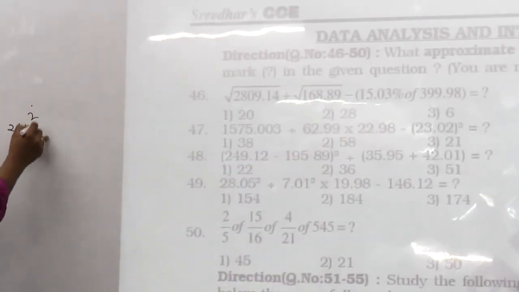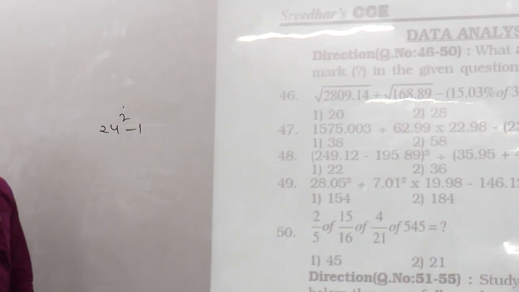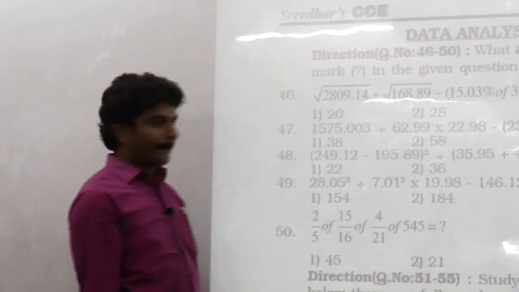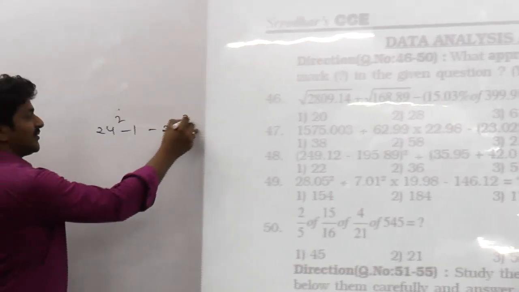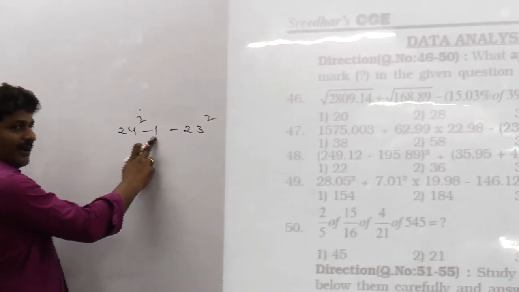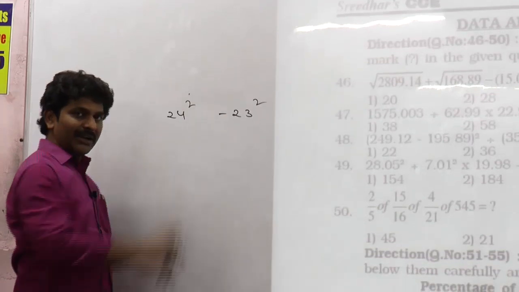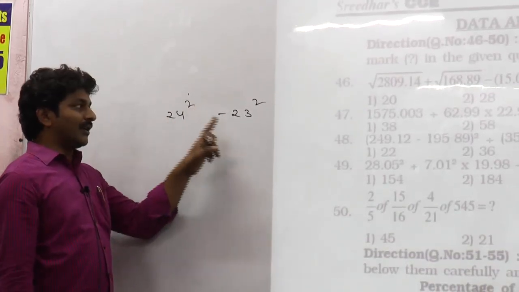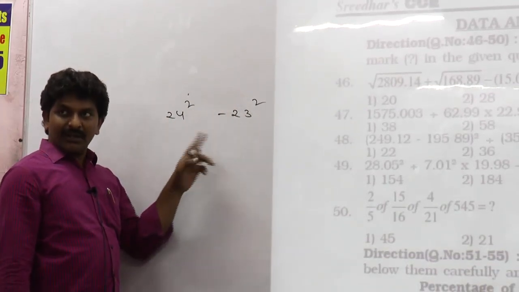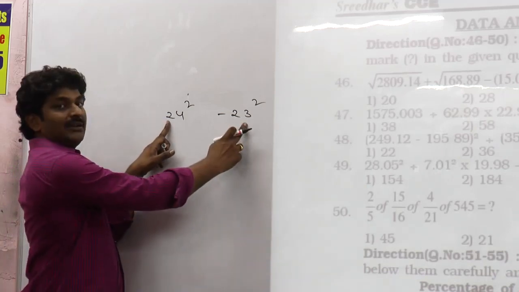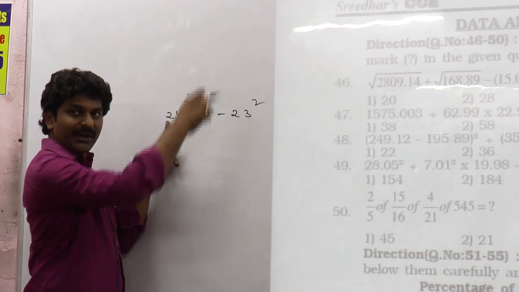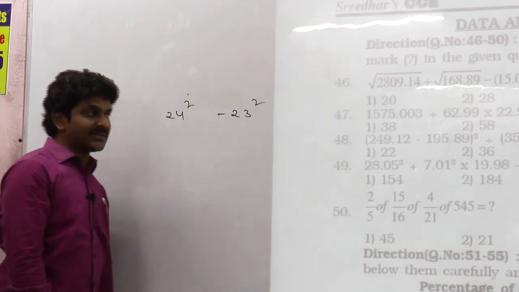That is 24 square minus 1. Minus 23 square. For timing, forget about this minus 1. You can keep that later. 24 square minus 23 square. A plus B into A minus B, right? 47. And you have minus 1, right? 46.